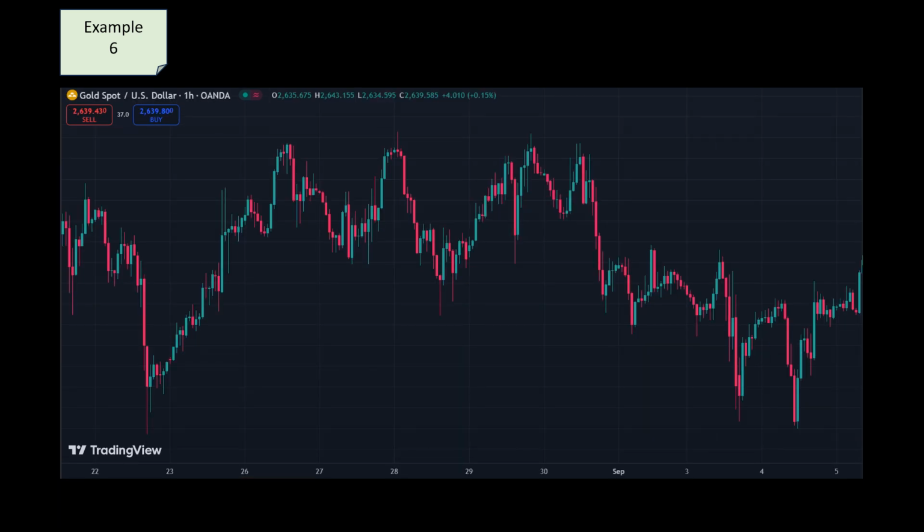And the last example is on the gold chart. But I'll leave this example for you to solve. Just use the techniques I told you in the previous examples and get rid of the shadows and close lows or close highs to obtain the answer.